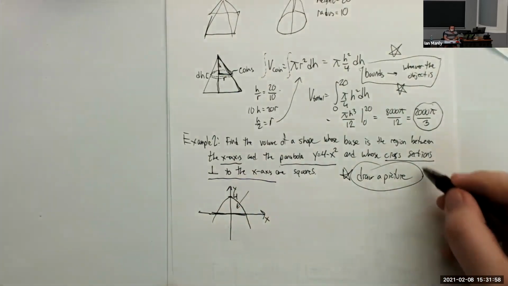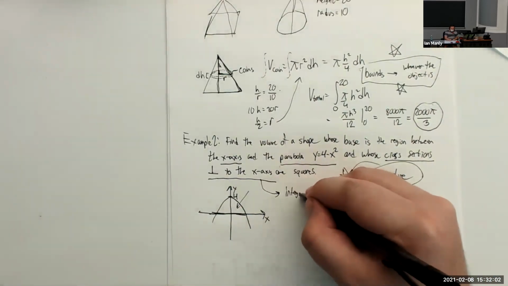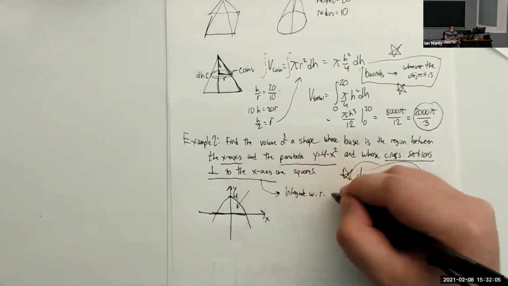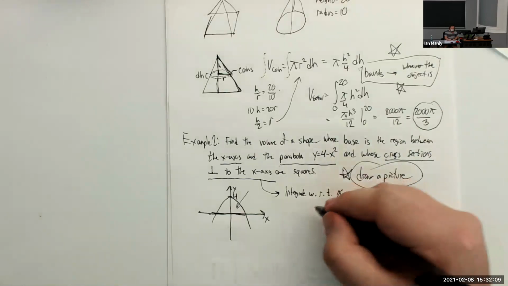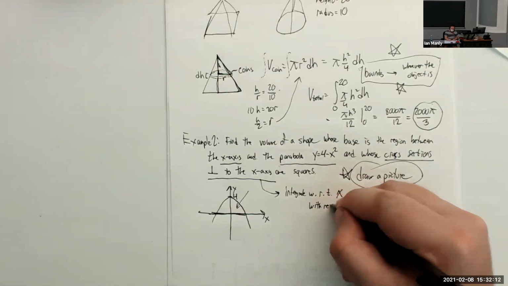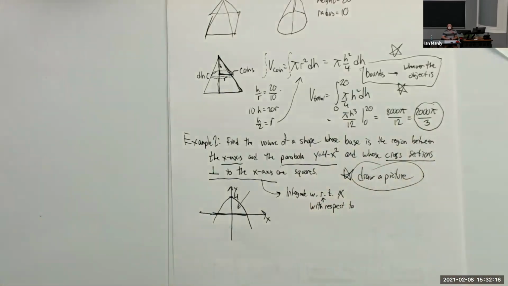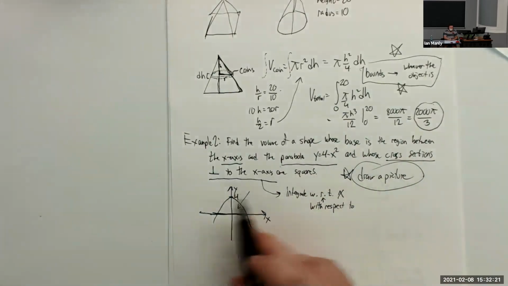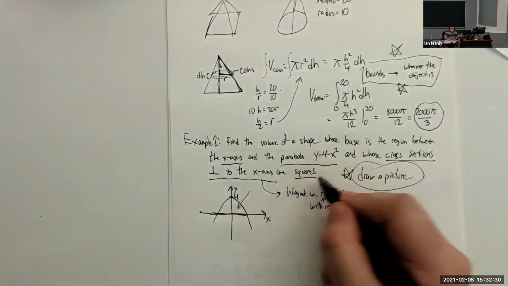So essentially what all of this is saying is that we're going to integrate with respect to x. This is a common abbreviation, WRT, with respect to. This means that the variable in our integral will be an x. Now, if I said the cross section is perpendicular to the y-axis, then we would have dy as what we're doing here. All right, and then finally, we're going to get squares right here.